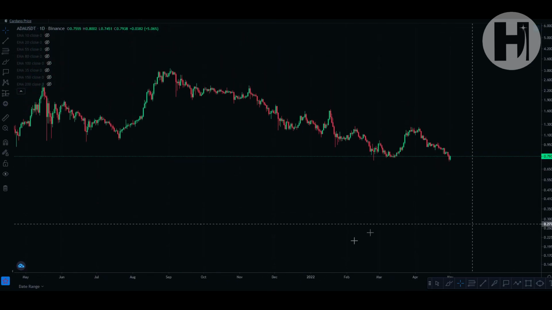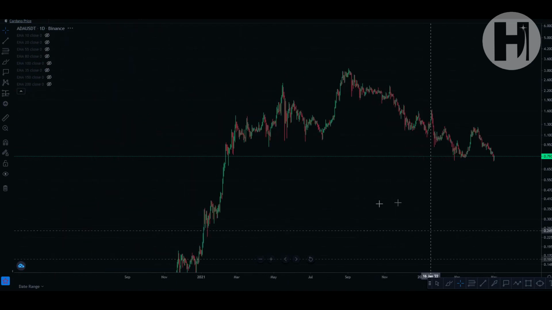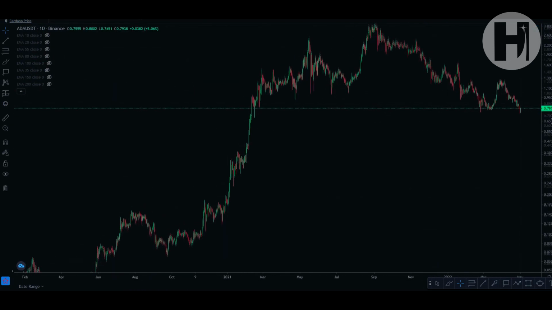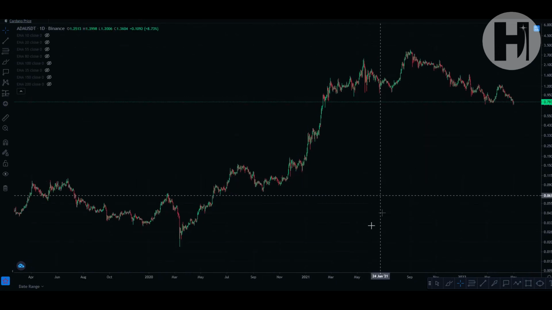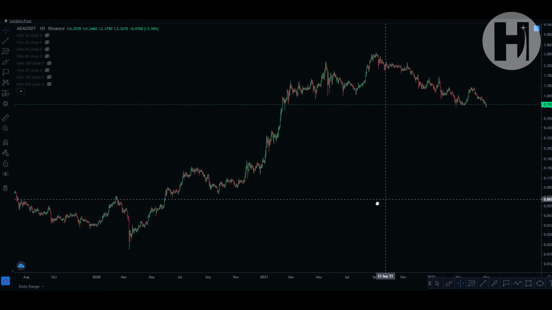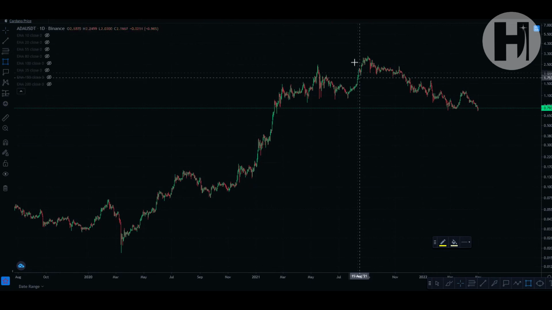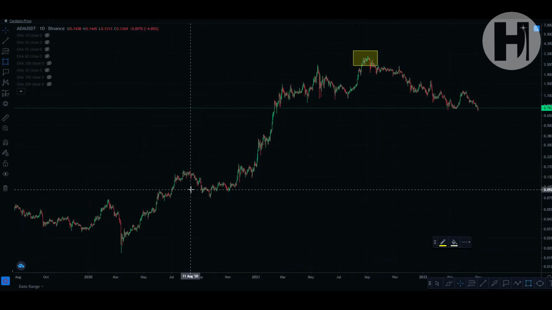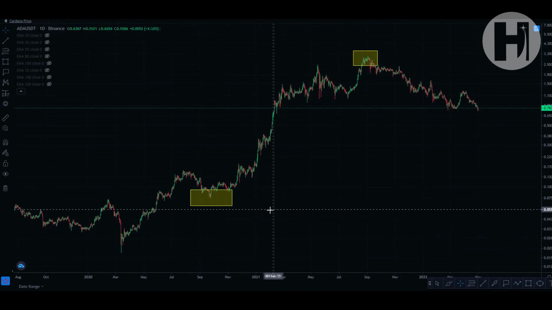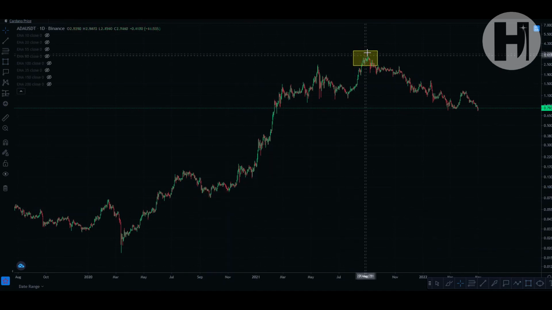You can also use the fib retracements for long-term targets as well. So you just simply zoom out, and you choose a swing low and you choose a swing high. For this fib retracement, I'm going to choose this swing high, and I'm going to choose this swing low. And I'm going to set up my Fibonacci retracement right now.